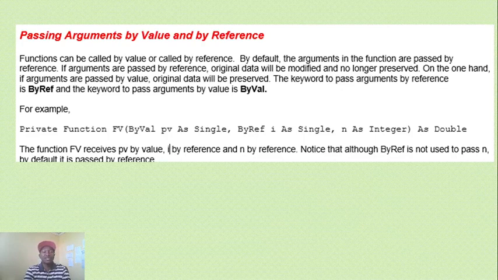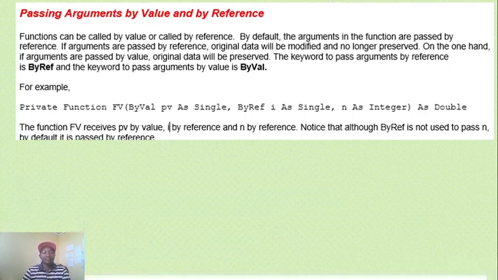Therefore, ladies and gentlemen, mark that one. For instance, we have private function fv. Our function name is fv by var. Then we have the present value as single. Then we also have the I here as single, and also n as integer. Then as double, as that is the data type.